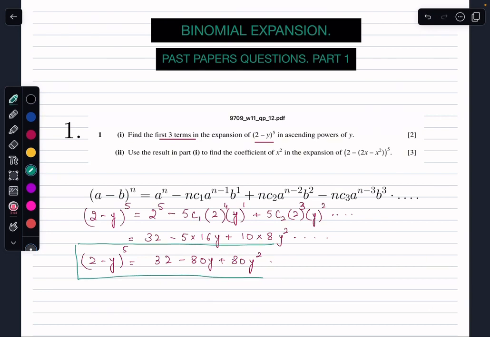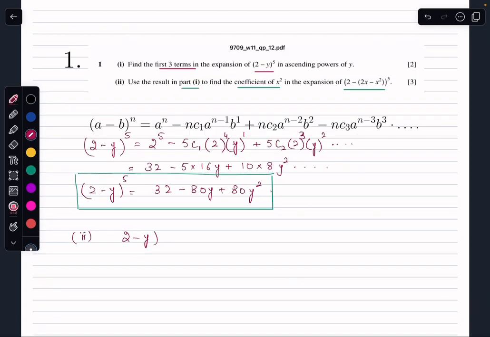The second part of the question says use the result in part 1 to find the coefficient of x squared in the expansion of 2 minus 2x minus x squared, the whole to the power 5. So what I can see here is that this y has been replaced by 2x minus x squared.